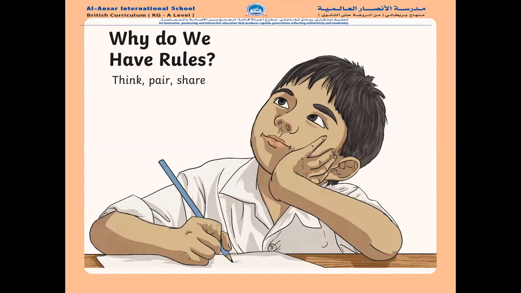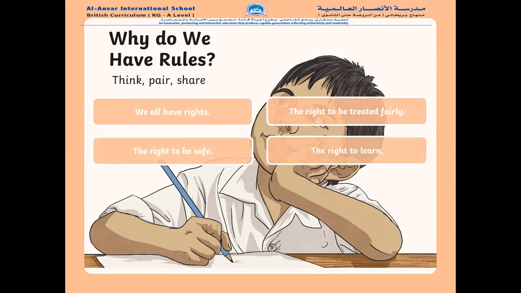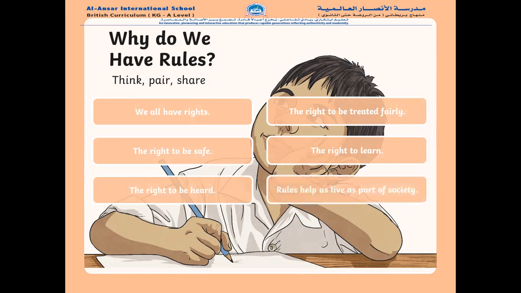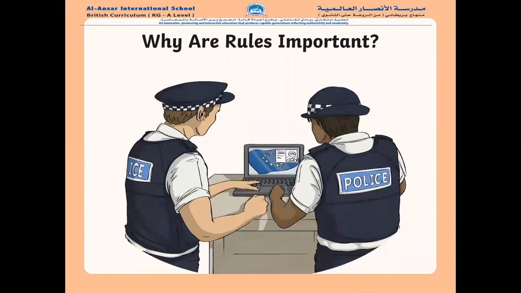Now I want you to think, why do we have rules? We all have rights: the right to be treated fairly, the right to be safe, the right to learn, the right to be heard. Rules help us live as a part of a society. Rules and laws keep us safe and ensure our rights.